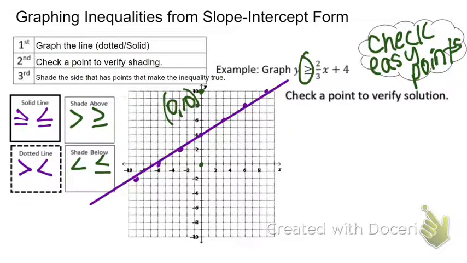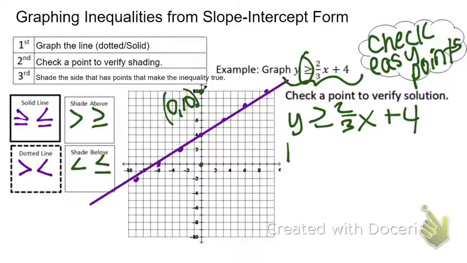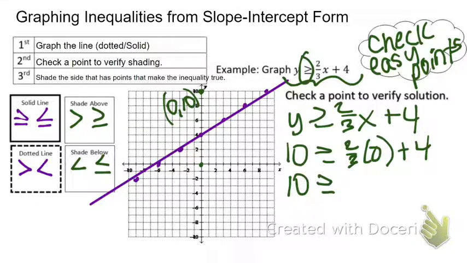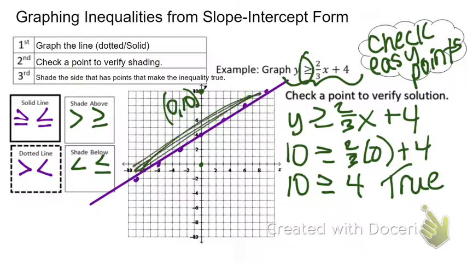And I'm going to take my inequality here and I'm going to replace x and y with that ordered pair. So for y, it'll be 10, and for x, it would be 0. And I'm just going to see if it's true. So 0 times 2/3 is 0, and then 0 plus 4 is 4. So I get down to this inequality statement that says 10 is greater than or equal to 4. Well, that's true. So that means that 0, 10 is a solution to this inequality. Therefore, every other point in this area should also be a solution.